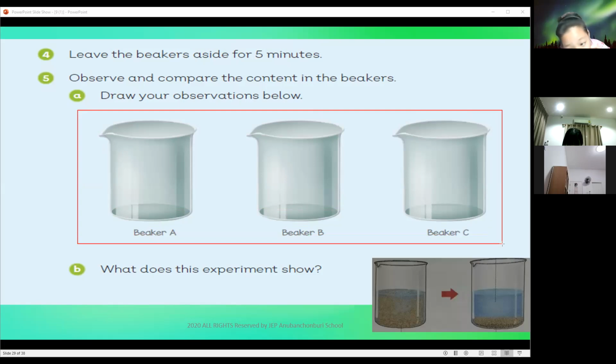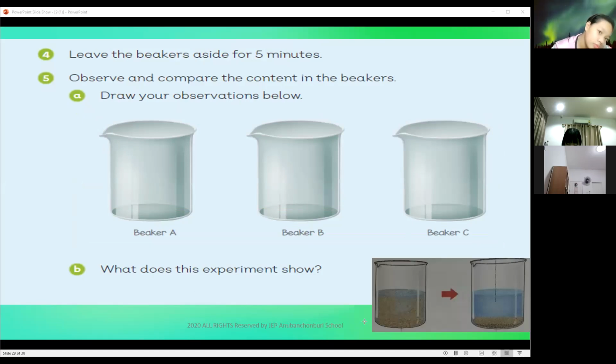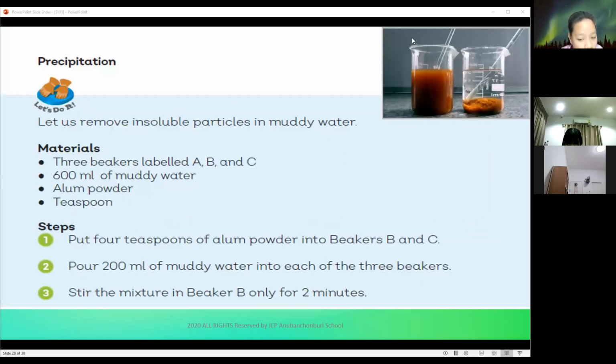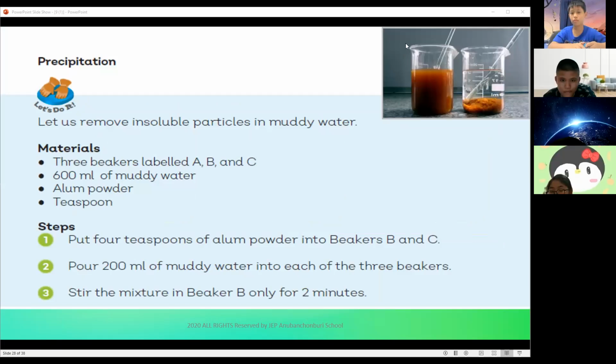What do you think will happen in beaker A? Beaker A will become like what? Beaker A will become like this. You understand? Beaker A will become like this. So I want you to draw this one for beaker A.